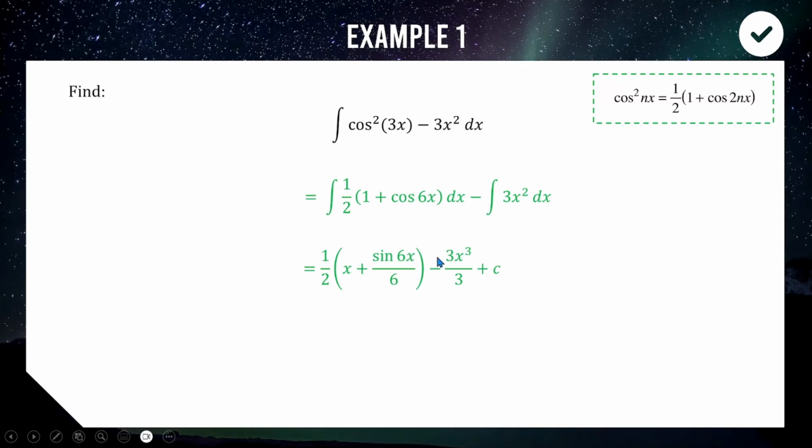Now we're just going to simplify. We can expand out the brackets by multiplying everything by a half, and of course 3 over 3 we can just write as 1, so x cubed. Making it look a little bit nicer, it looks like this: x over 2, then sine 6x over 12. Don't forget your plus c, or you owe me 10 push-ups as always.